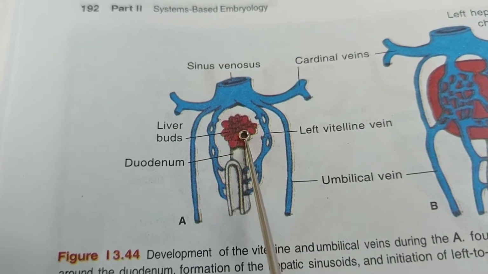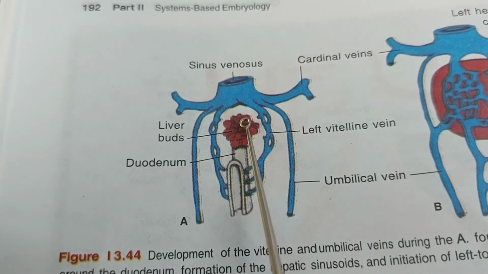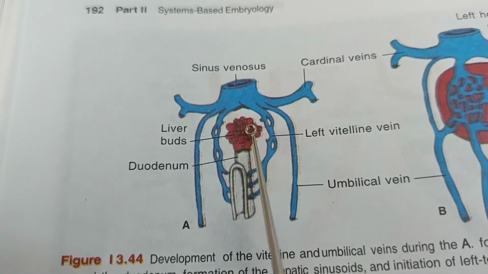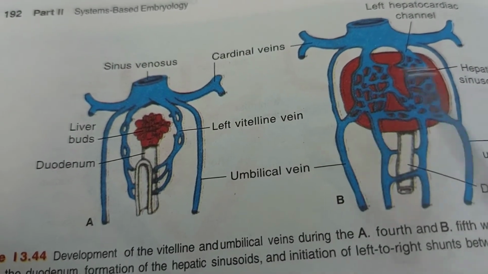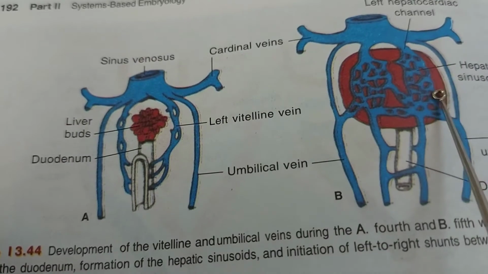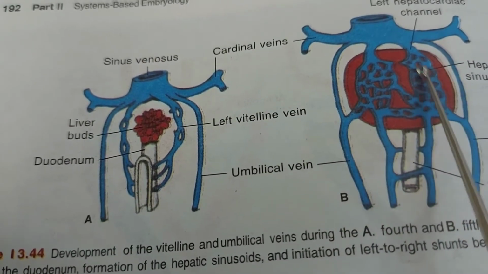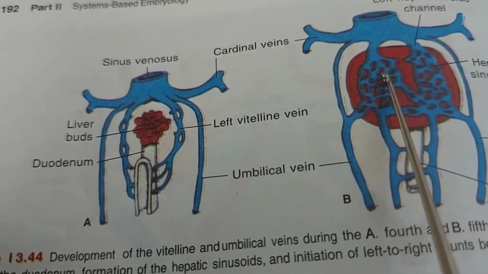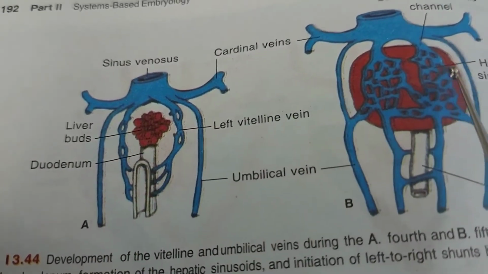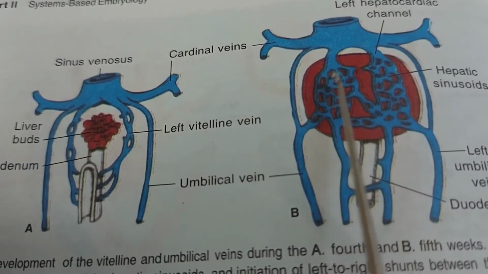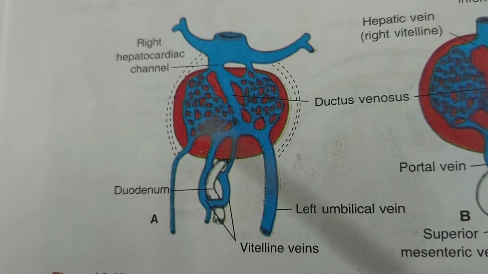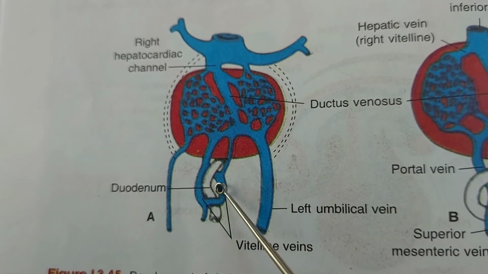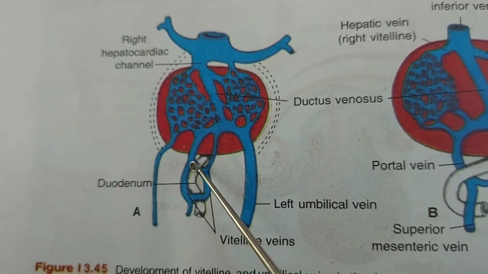And here we see the hepatic bud. The liver bud proliferates, and finally it occupies all the area. And here is the vitelline vein. This vitelline vein also remains within the liver parenchyma. When the vitelline vein remains within the liver parenchyma, it proliferates to form the hepatic sinusoids. Now the extrahepatic part of the vitelline vein.